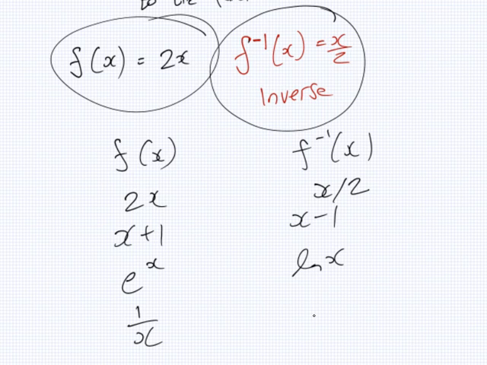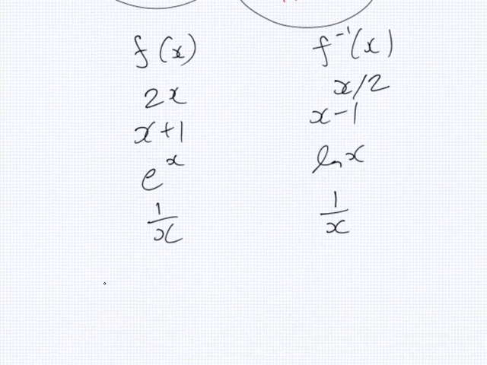What is the inverse of 1 over x? It is x to the power of minus 1, which is still 1 over x. Correct, 1 over x.